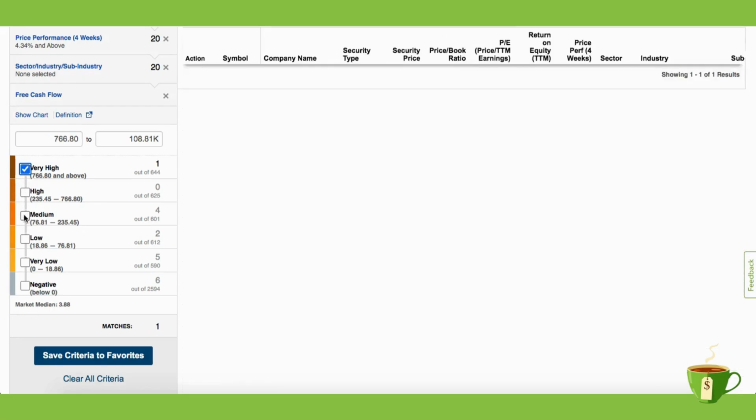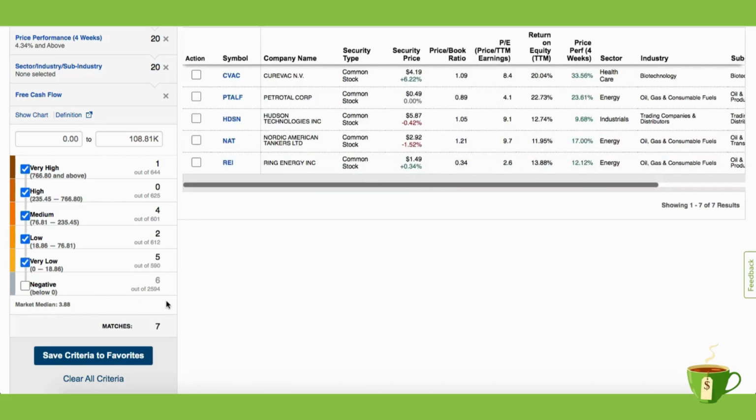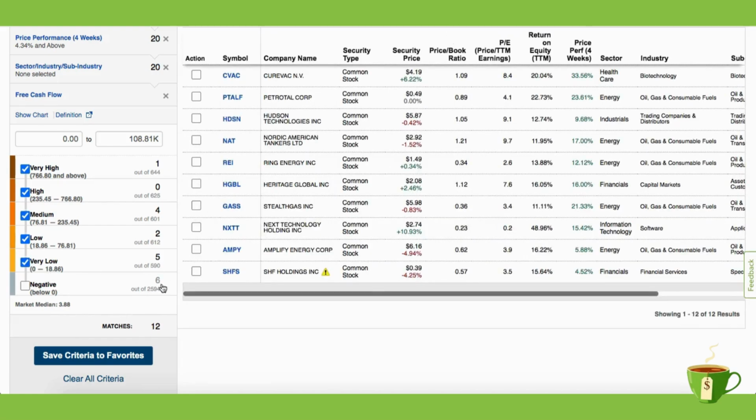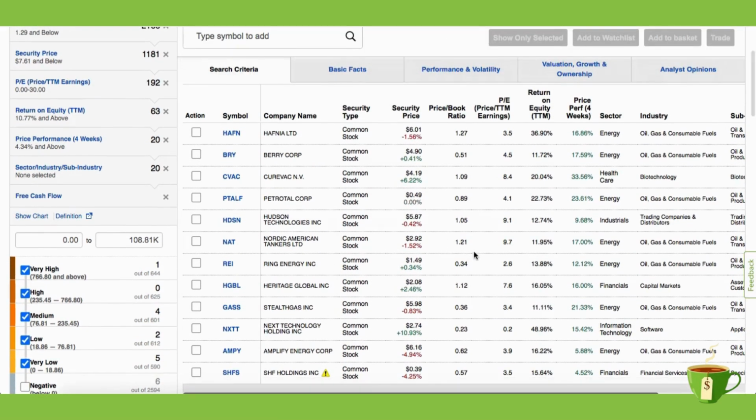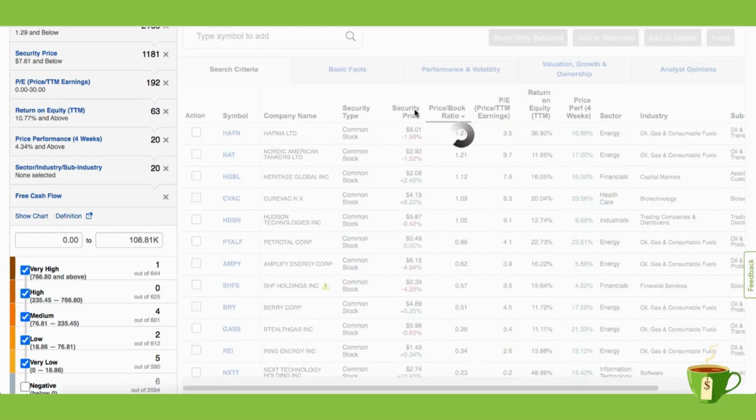Very well. And so what we're going to do is just not include negative. I'm fine with everything else. I'll look at it, but I don't want to see negative cash flow. So let's sort by security.